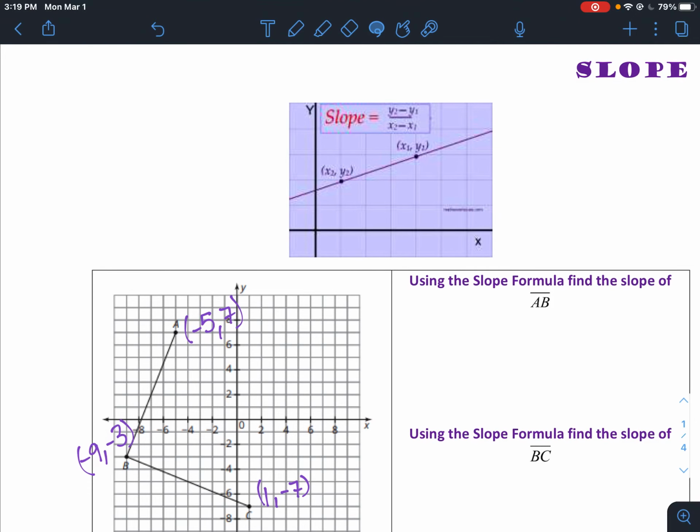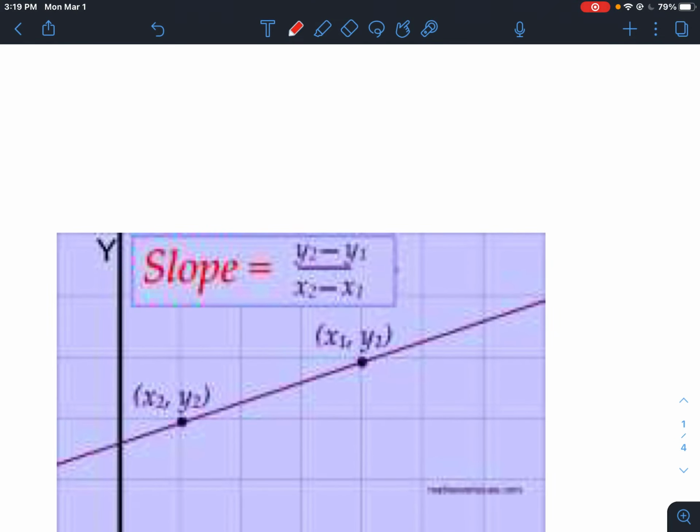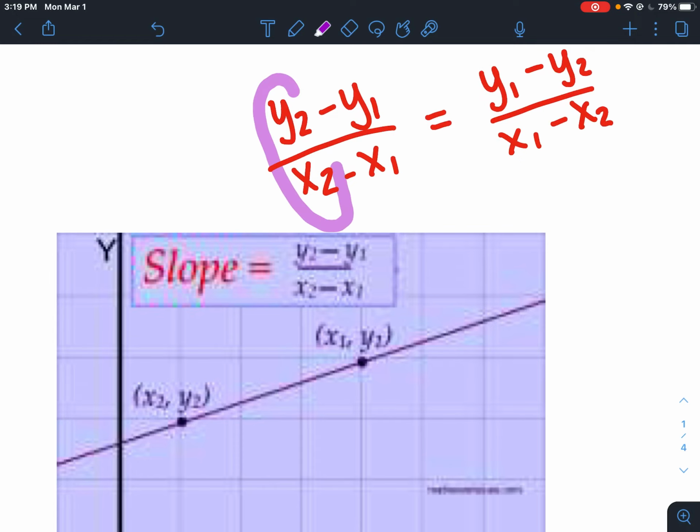Going over slope today, also known as rate of change. The picture's a little bit blurry up here, so I'll rewrite the formula. It's y2 minus y1 all over x2 minus x1. This is the same thing as y1 minus y2 all over x1 minus x2. The only thing we need to look out for is that y2 and x2 line up.